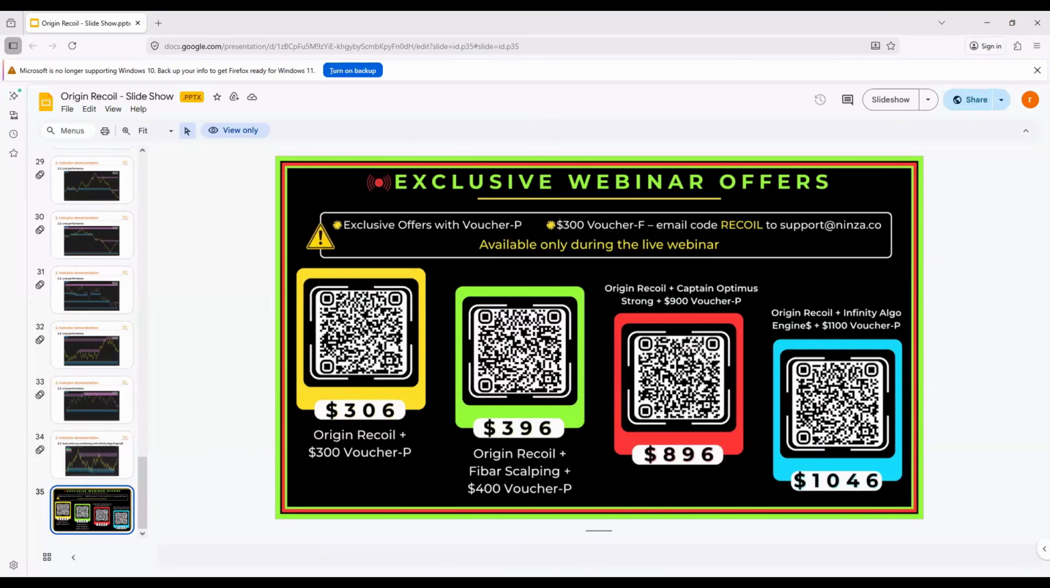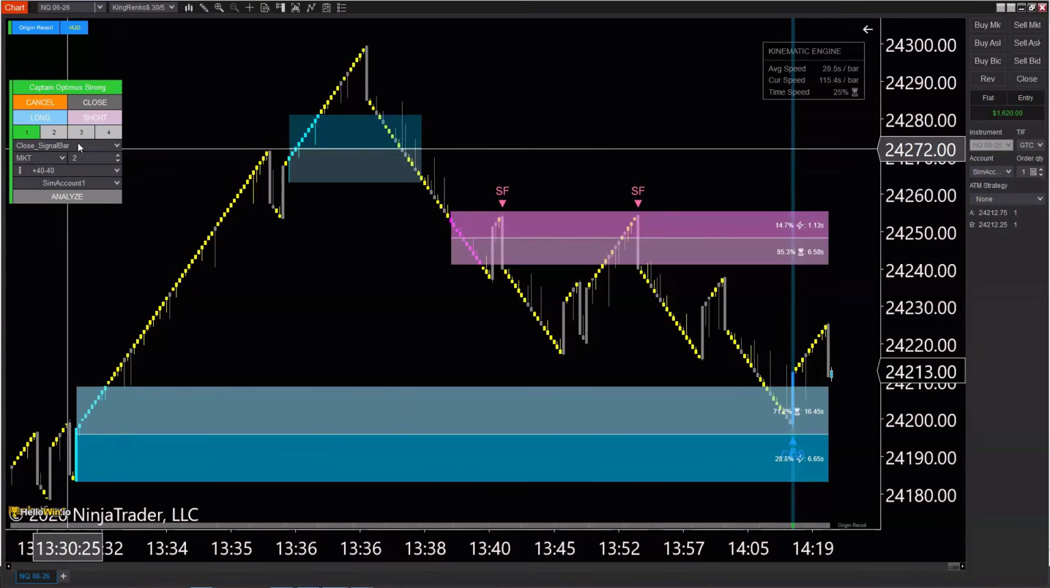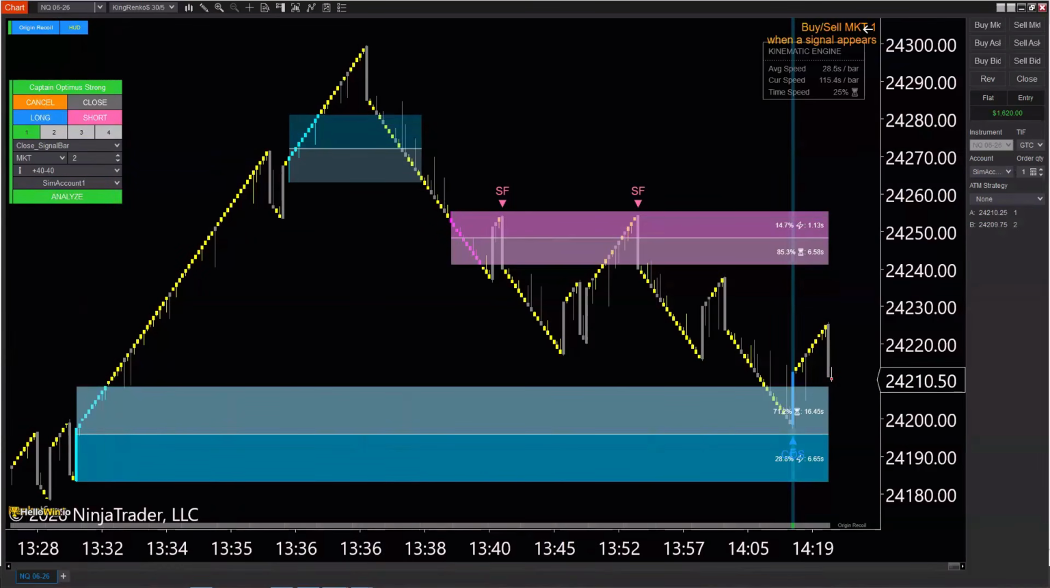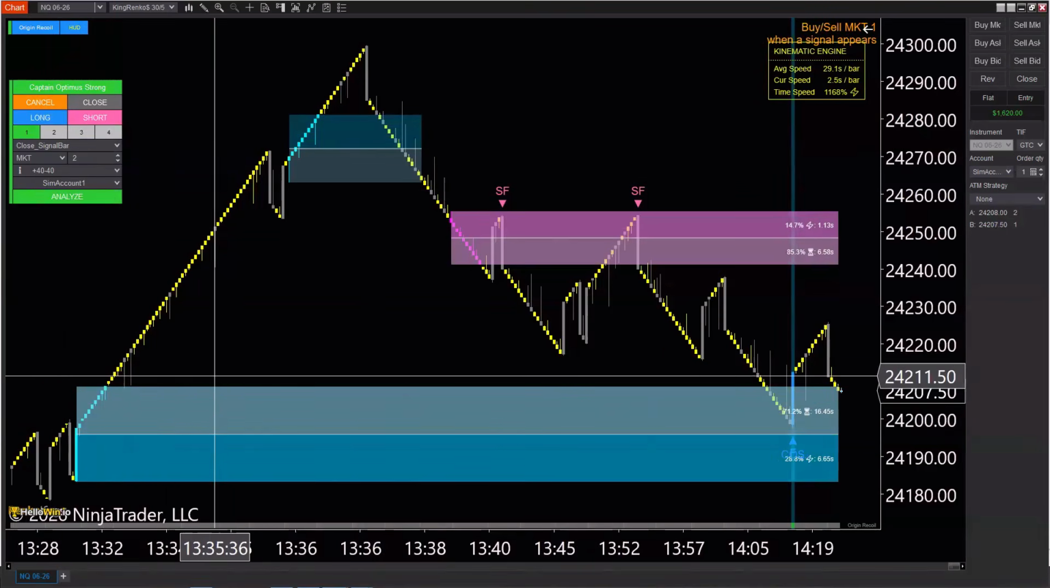Let me see if we can catch some actual trades with Captain Optimus on a King Renko. Hopefully, I didn't mess anything up. So bear with me here. Okay, so let's enable. Now this is a sim account, of course, right? We know that. This is a sim account. So let's enable both longs and shorts. And as long as it didn't mess anything up, when there is a signal, we should see a signal.